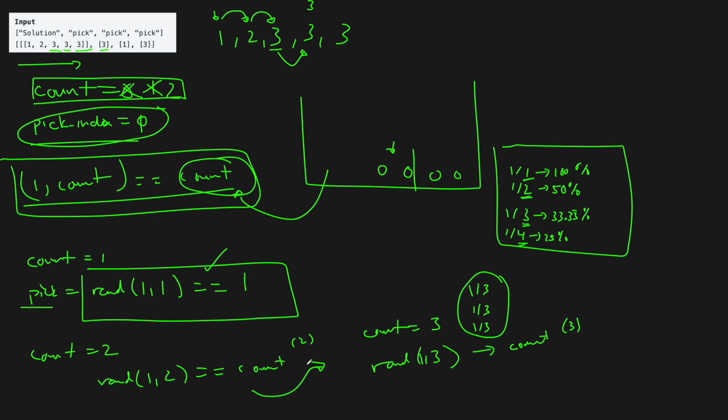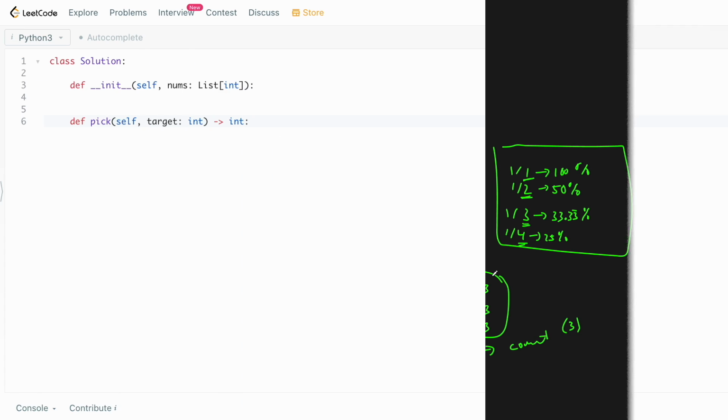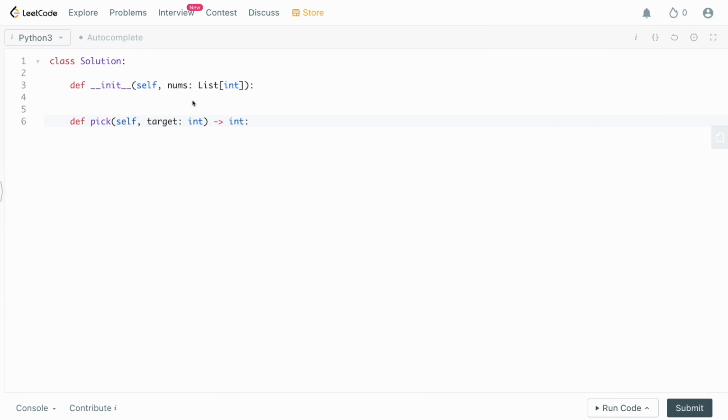The code for this is super simple, but if you don't understand why picking the random value and then checking if it equals count actually gives you that equal probability chance of being picked, then you're going to struggle here. So at this point, let's move to the code editor and actually write this up. It's like 15 lines of code, easy peasy. Okay, we're back in the code editor. Now let's type this up.